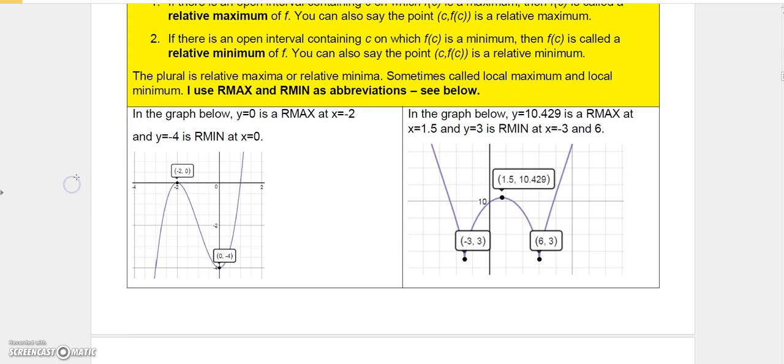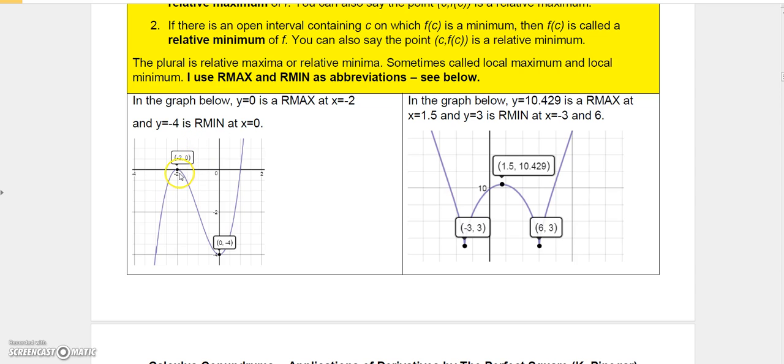So if you go back and look at this graph here, you'll notice that there's a peak right here, and so there's certainly a small window here. Well, there's a window here, I should say, about -2, where (-2, 0) is the largest value, and there's a window here about 0, where the point (0, -4) is the smallest value. So these would be relative extrema.